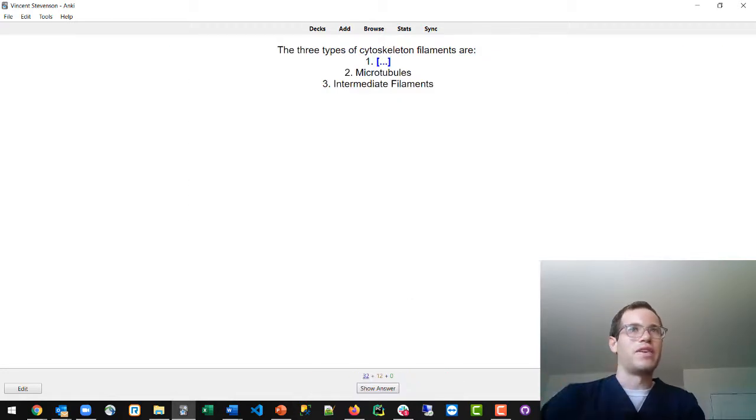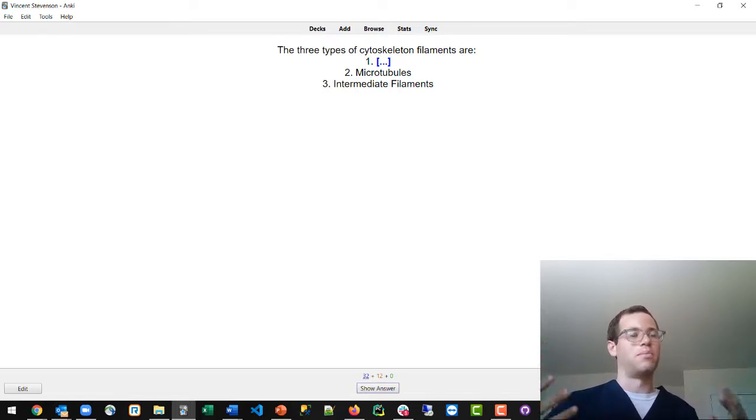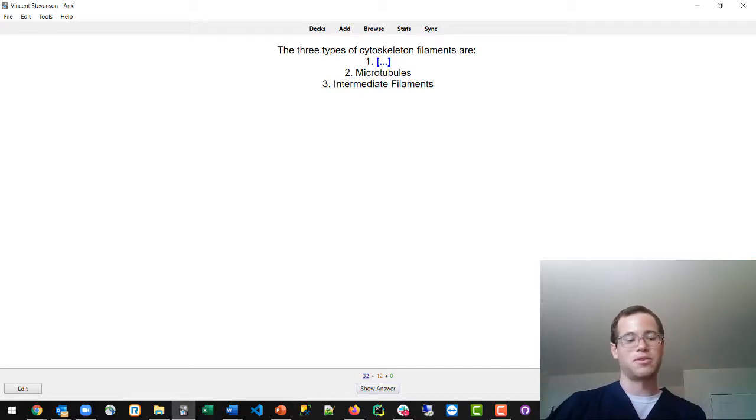Now, we've got three types of cytoskeleton filaments, and so before I say this, the main purpose of the cytoskeleton is to basically give your cell structure, to give it support so it doesn't just collapse. It's like your own skeleton, so you're not just a blob. It's also supposed to add tensile strength, so you can't just pull this thing apart. It's supposed to allow your cells to move to new places if they need to, and stuff like that. So we've got three types of cytoskeleton filaments.